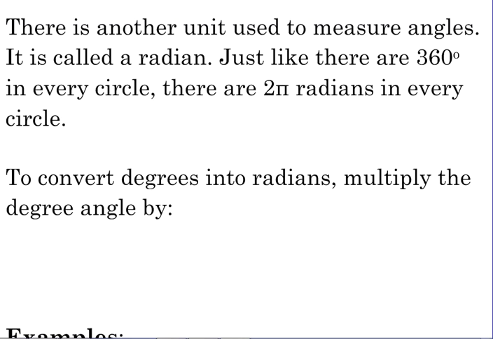So to convert degrees into radians, since there are 2 pi radians in 360 degrees, can we reduce that ratio? Yes, 2 over 360, we can reduce that to pi over 180. So to convert degrees to radians, we are going to multiply the degree angle by pi over 180.